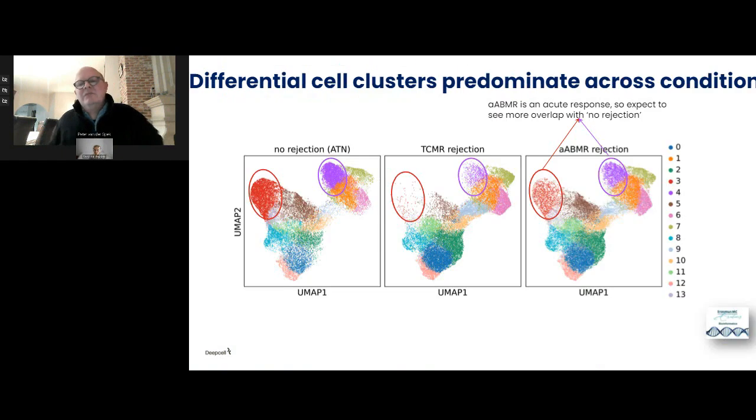If we look at that same data on top of these UMAPs, you can actually see that each dot is a photo of a cell. So in the no rejection, you have a lot of red clusters where many photos of cells are present, whereas in the T-cell mediated rejection, the red cluster is almost gone. In this way, we can very clearly separate out these different cell types, but also the contributions of these morphologies.